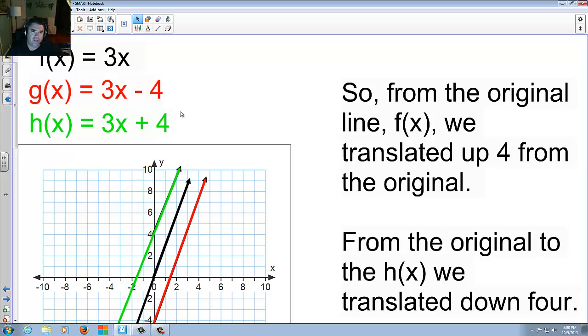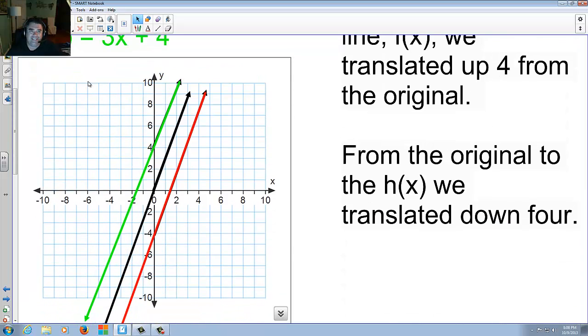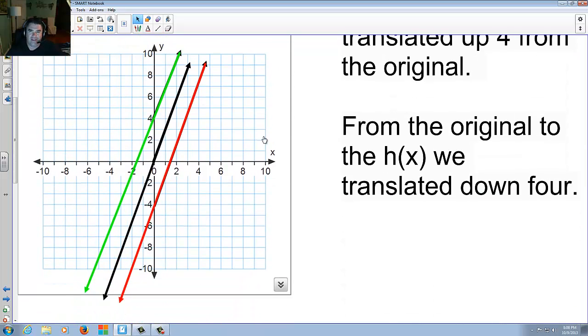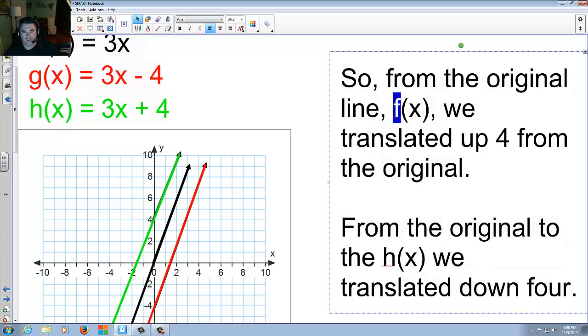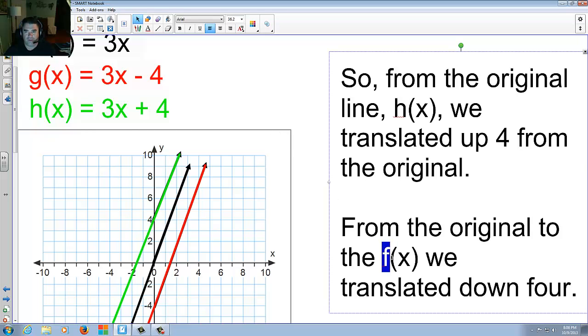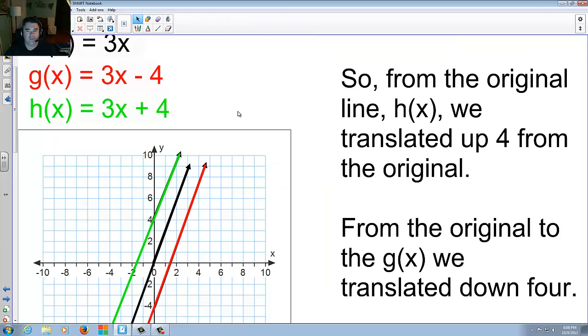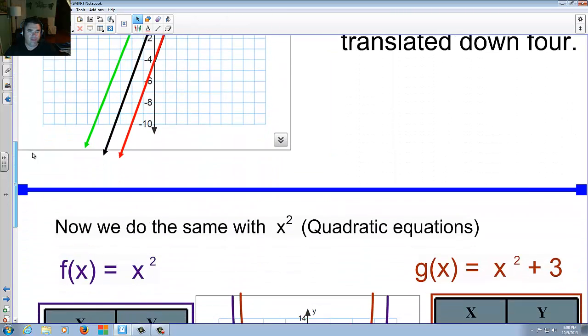And the same way with the minus 4, same idea. No matter where f of x is, g of x is simply 4 less than. Actually, let me reverse that. What I mean is that h of x is translated 4 up from the original, and g of x is translated down 4. So we'll say that for posterity, and drop it down here.